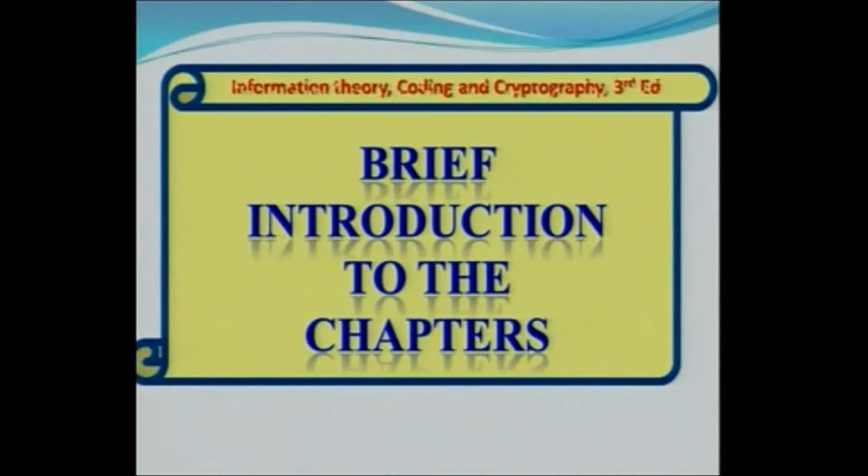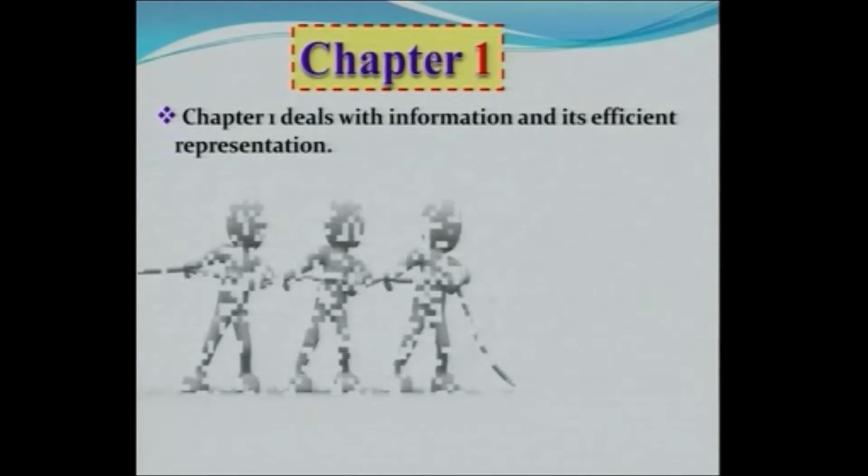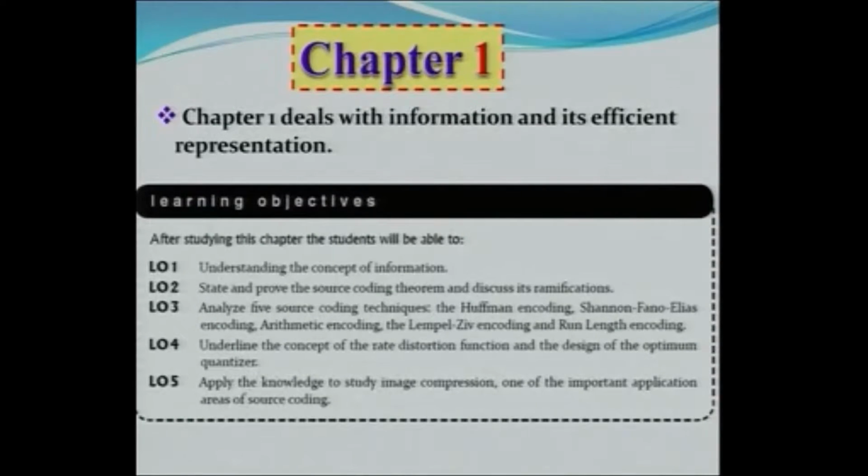Let us now have a brief introduction to the chapters contained in the third edition of Information Theory, Coding, and Cryptography. Chapter 1 deals with information and its efficient representation. The learning objectives of this chapter are LO1, understanding the concept of information.